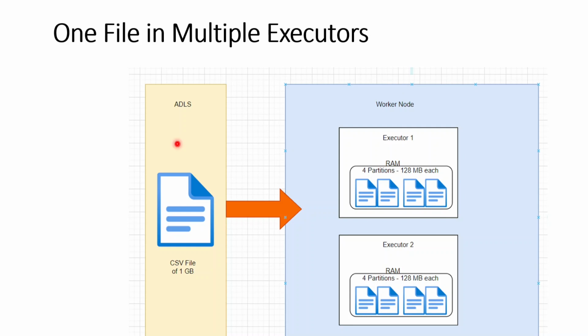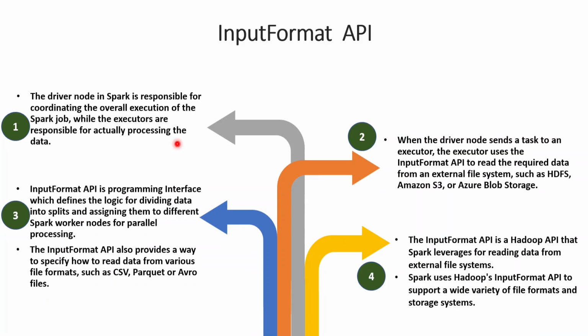The answer is, within Spark executors, there is a component called the input format API. This is one of the important components within the Spark architecture, and it is responsible for connecting with external storage and pulling the data from external storage into the Spark environment in the form of partitions. So it's important to understand what the input format API is.